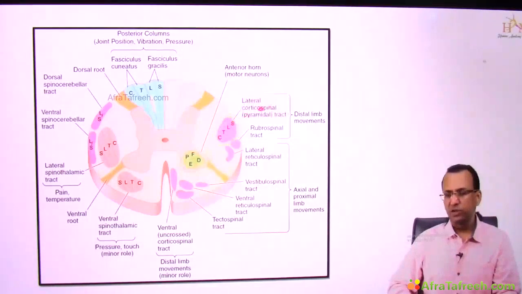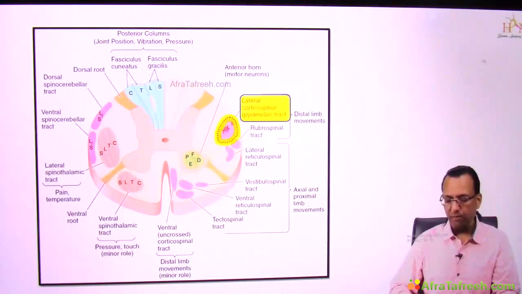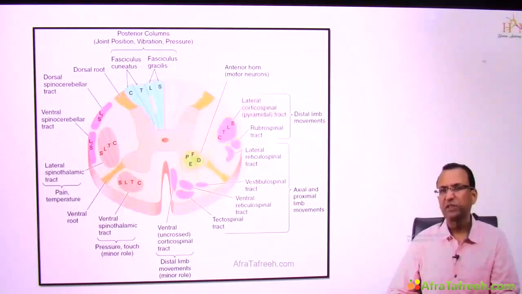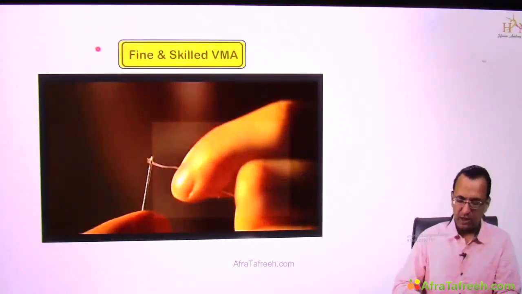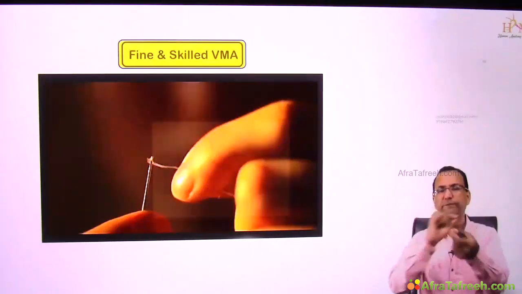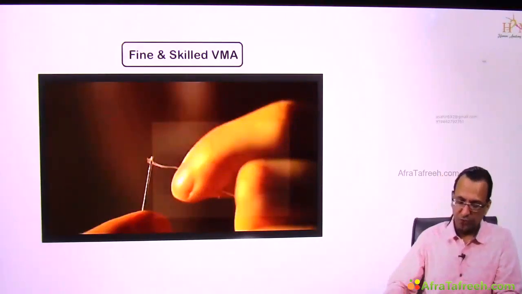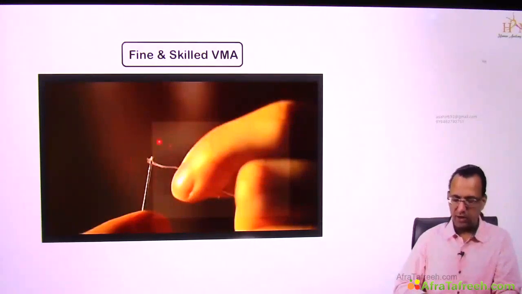Wherever it is injured, there will be spastic paralysis, because these are UMN fibers coming from the cerebrum. Can we discuss this tract then? Yes, let's do that. It is important for fine and skilled voluntary motor activity, like putting a thread into a needle, which is done by the pyramidal system.